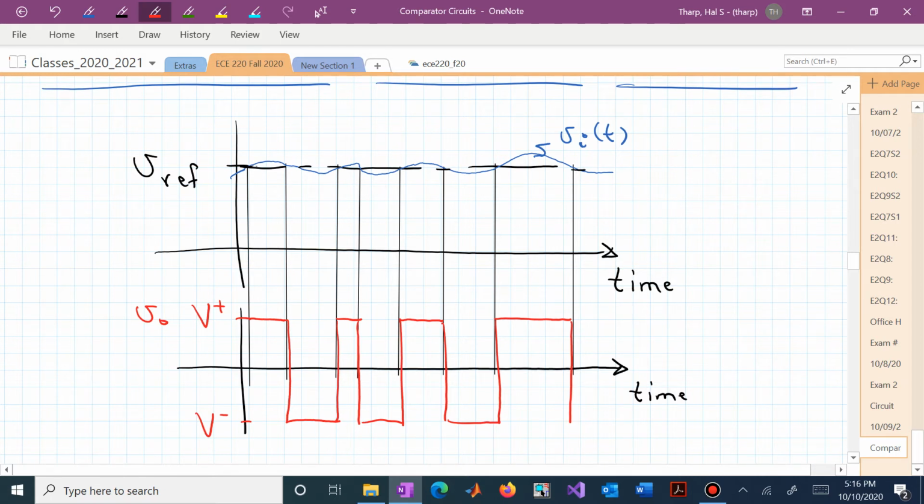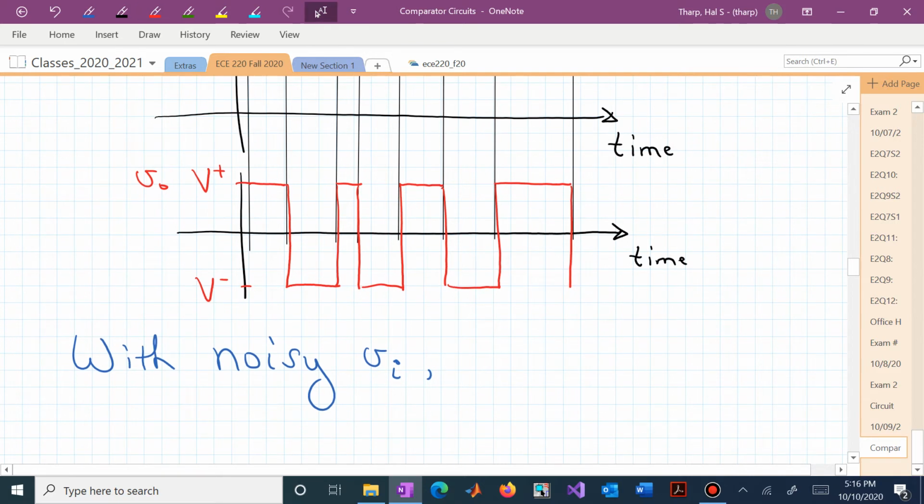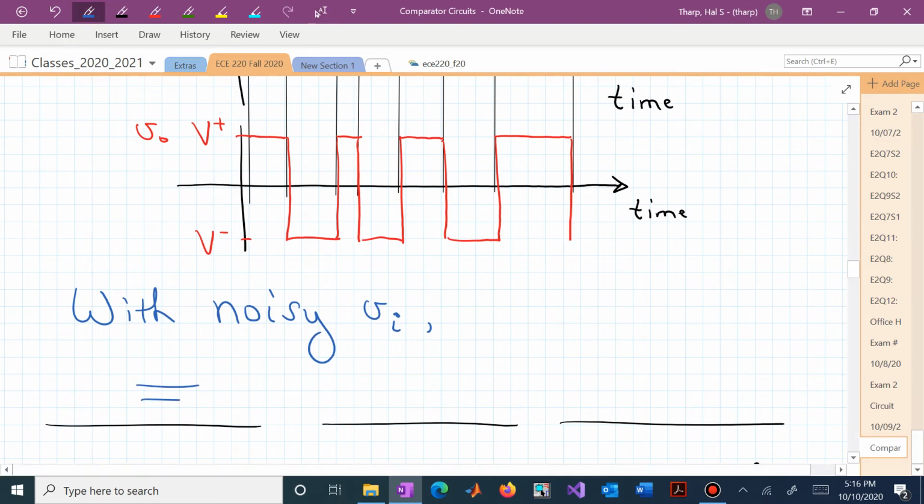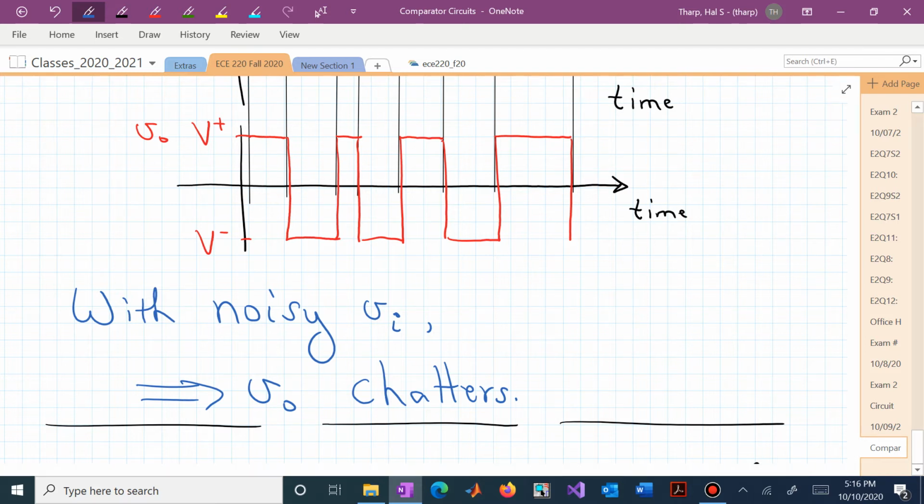And maybe we wouldn't want that. Maybe we don't want that to happen. So with noisy V sub I, we're seeing, in fact, that the output, V sub O, chatters. It actually chatters back and forth between V plus and V minus.